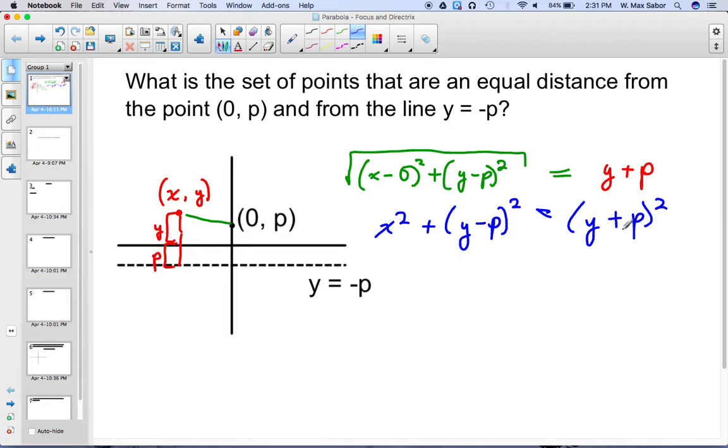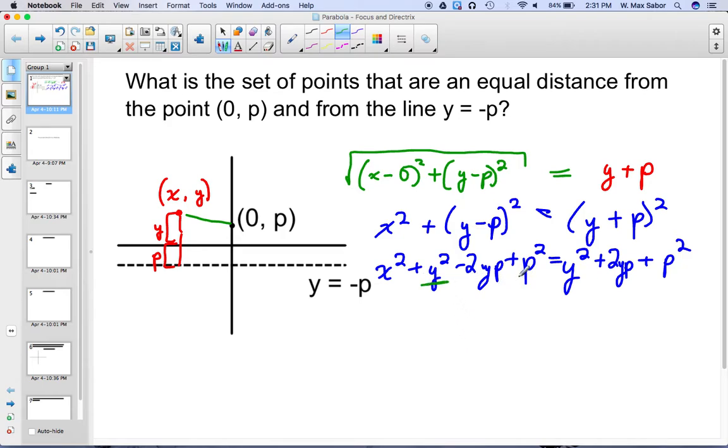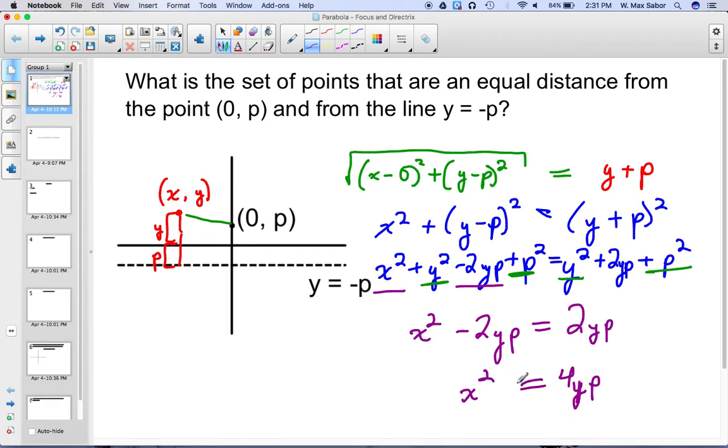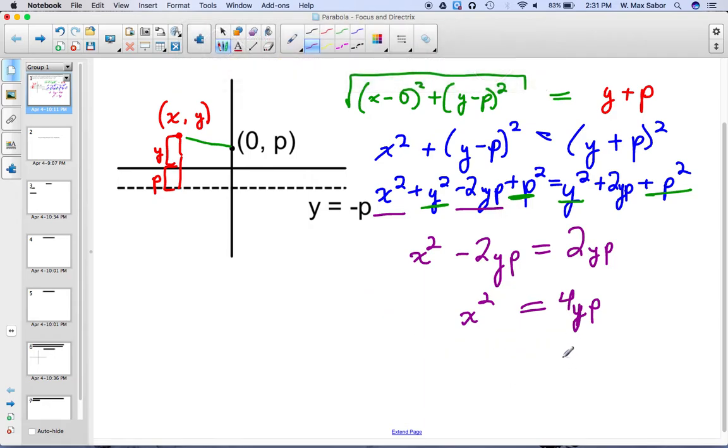We can expand these, (y minus p) squared and (y plus p) squared. We get x squared plus y squared minus 2yp plus p squared equals, the other side is a perfect square trinomial, y squared plus 2yp plus p squared. You'll notice that y squared and p squared are the same on both sides of the equation, so we can cancel those out. What we'll be left with is x squared minus 2yp equals 2yp. Add 2yp to both sides and we get 4yp equals x squared, and typically we write that as 4p times y equals x squared.